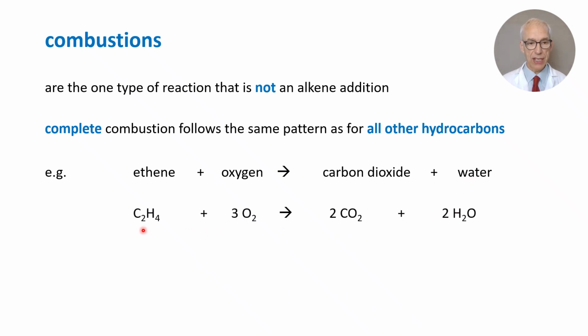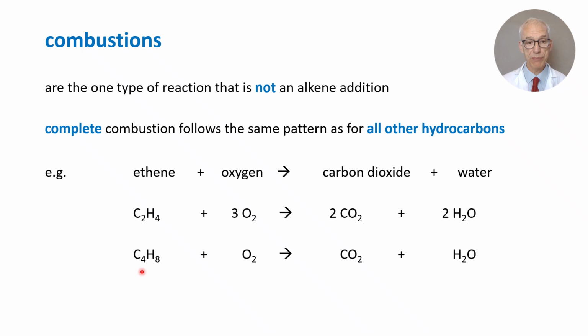So ethene, C2H4, would give us 2 carbon dioxides. We've got 2 carbons, so 2 carbon dioxides. We've got 4 hydrogens, therefore 2 water molecules. Add up all the oxygens, 2 times 4 and 2 times 1 makes 6, 3O2. So just as balancing with other hydrocarbons like alkanes, the numbers of carbons determine the numbers of carbon dioxides, the numbers of hydrogens control the numbers of waters, and then you balance for oxygen.